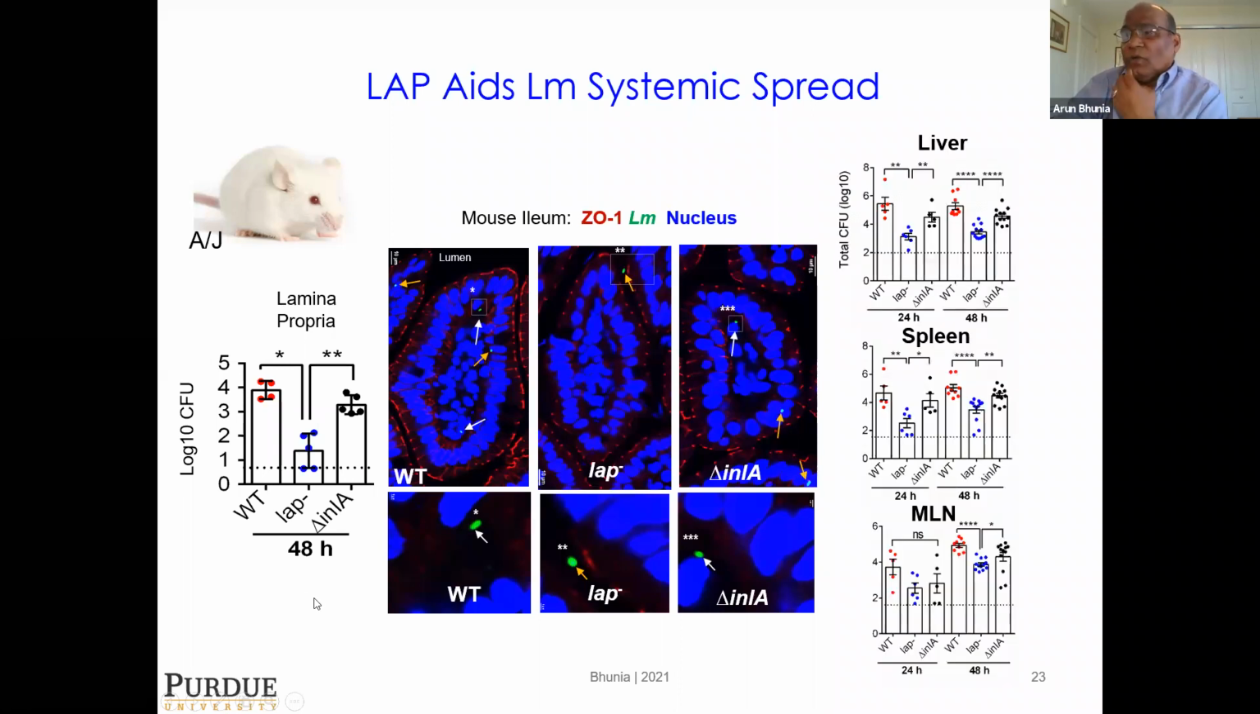And then also we looked at the bacterial translocation. In liver, spleen, and mesenteric lymph node, at 24 and 48 hours, you can clearly see the lap mutant has lower translocation, whereas Internalin A mutant continues to behave like wild type.